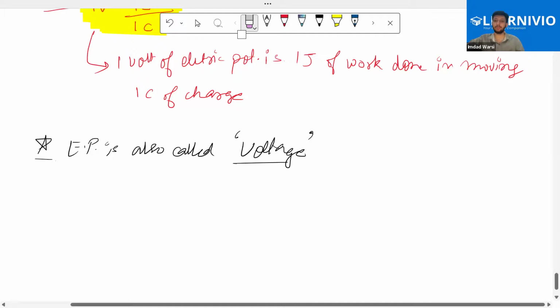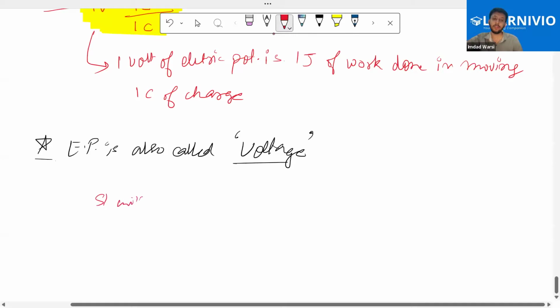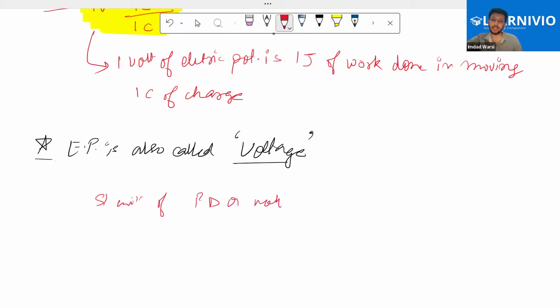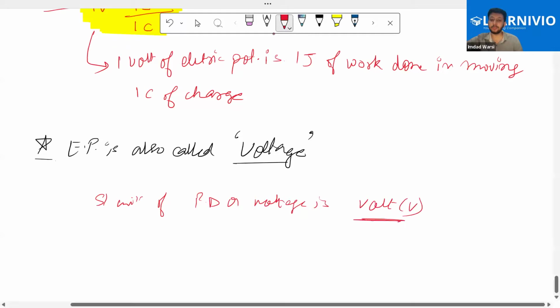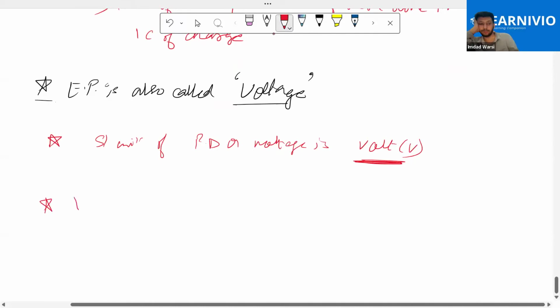The SI unit of potential difference or voltage is volt, denoted by V. Write this point.